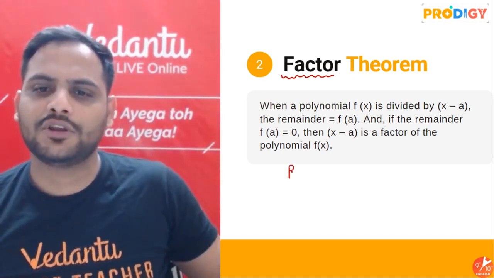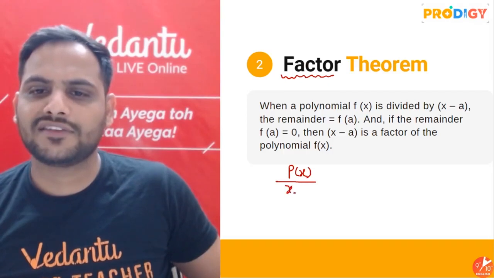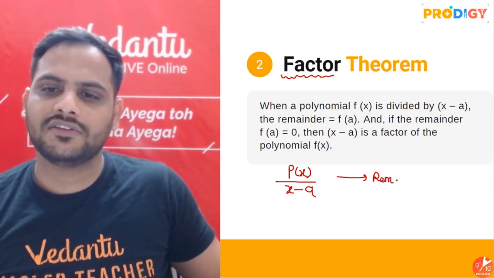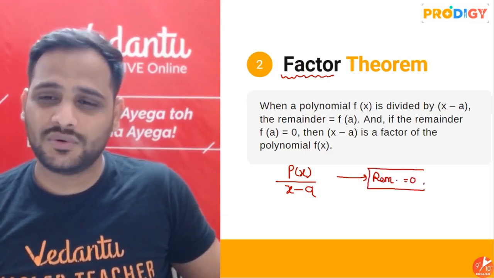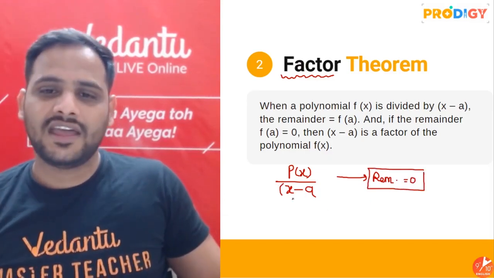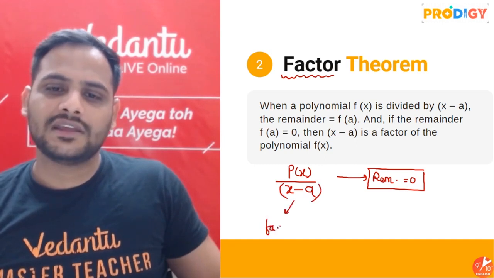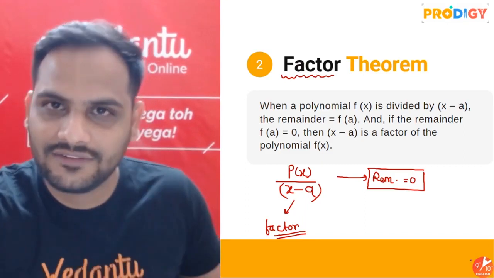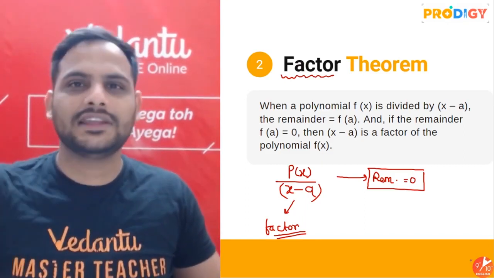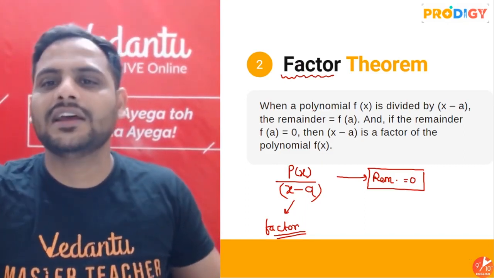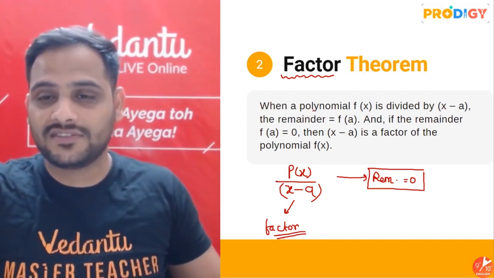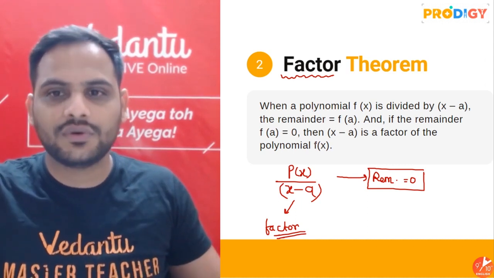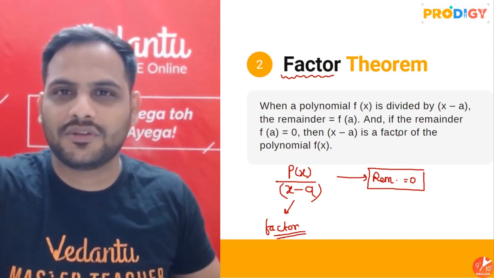So if I have a polynomial p(x) which is divided by x minus a, and I find out that the remainder in this division is equal to 0, I can definitely say x minus a will be a factor. Yes or no? Simple, nothing else. That's what this theorem is saying. When a polynomial f(x) is divided by x minus a and the remainder, which is f(a), is equal to 0, then x minus a is a factor of the polynomial.